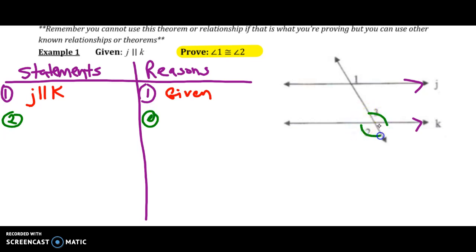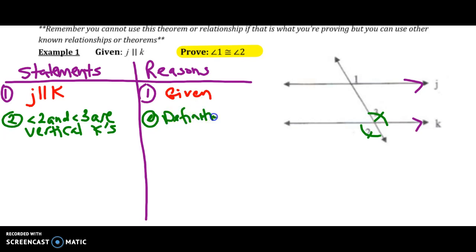I see here that I have vertical angles. So angle 2 and angle 3 are vertical angles. How do I know they're vertical? That's the definition. Where the table is blank is the definition. Vertical angle, definition of vertical angles.